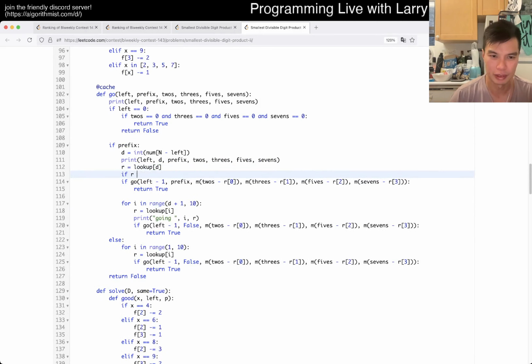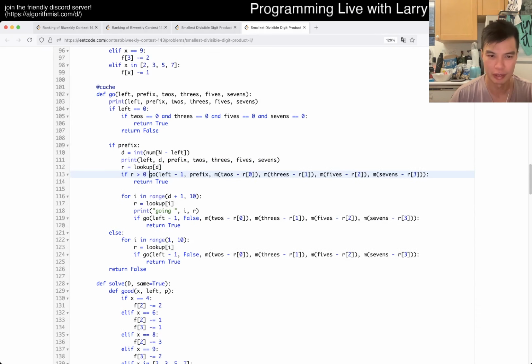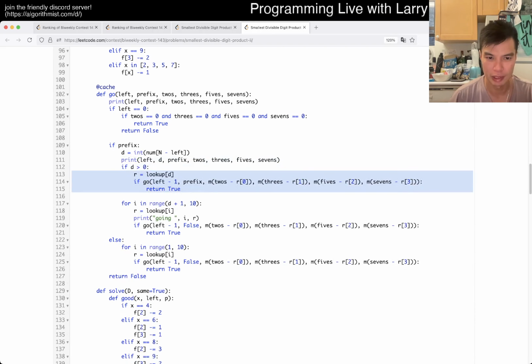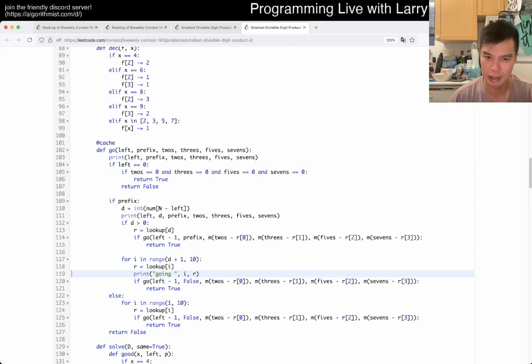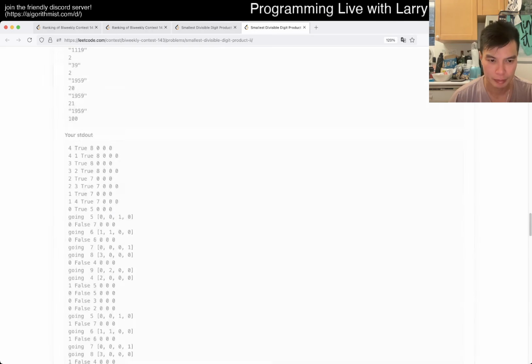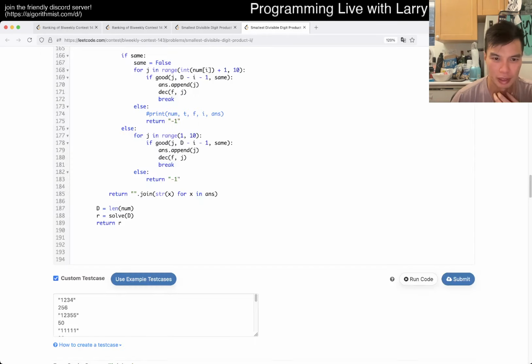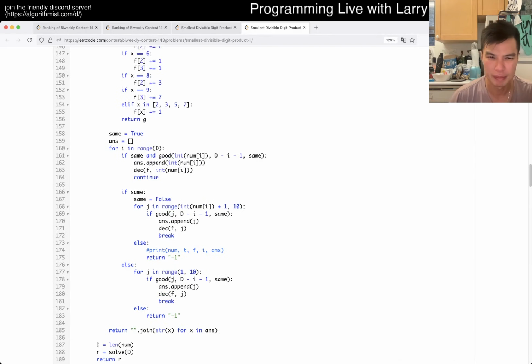If R is equal to 0. If R is greater than 0. If D is greater than 0, right? If D is greater than 0, we do this thing. Otherwise, everything should be good. Okay, maybe. Okay, and now we have 0 things, but we can remove that, right? Yeah.